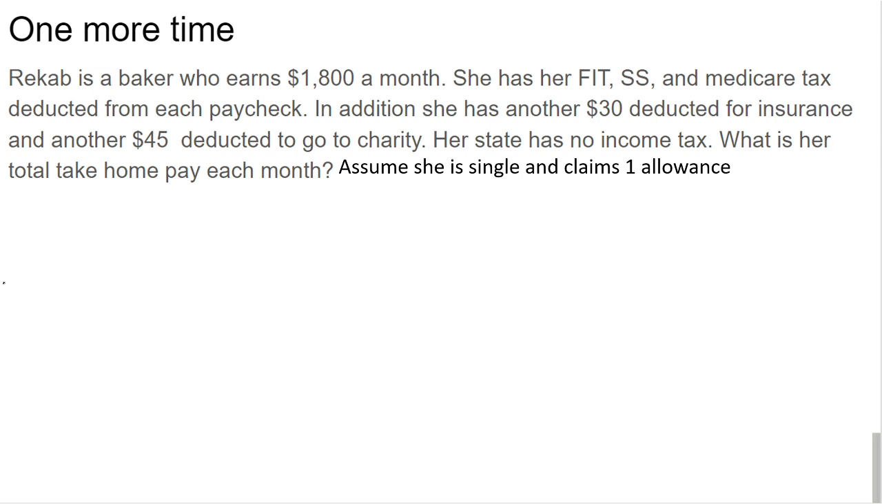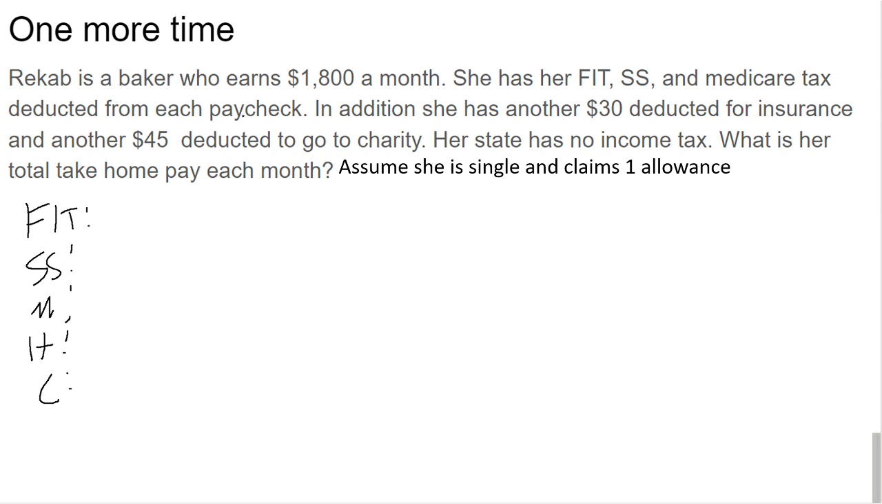All right, so let's write down what we are going to deduct. We have FIT, she does pay that. We have Social Security, Medicare, health, and then we have charity, so we'll put C here for charity. All right, so let's figure these out. It says that she's single and claims one allowance, and she makes $1,800 a month.